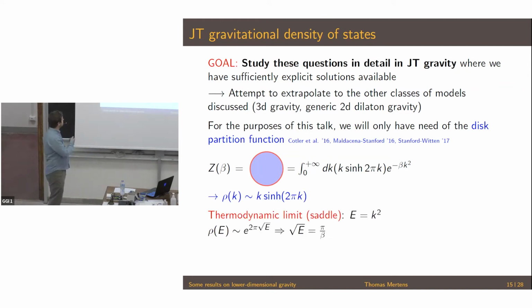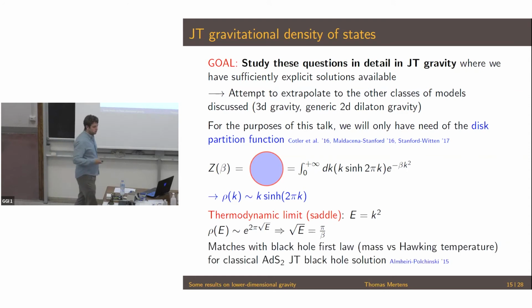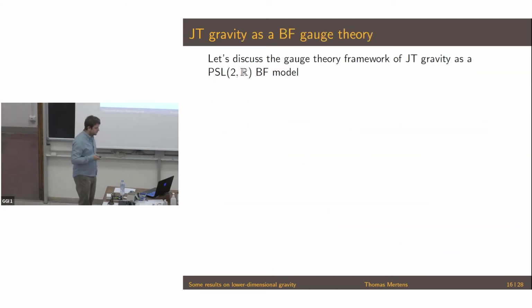And the only thing that I want to mention about this JT result is its thermodynamic limit, or its saddle, which you can get if you approximate this thing or evaluate it, assuming that the energies are sufficiently large. Then you can approximate the sinh by an exponential, and you find this black hole first law. Square root E is proportional to the temperature, and this indeed matches with the classical black hole. You would write down in AdS2 its mass versus its Hawking temperature. So it is important that this density of states rises exponentially, and I will come back to this in a couple of slides.